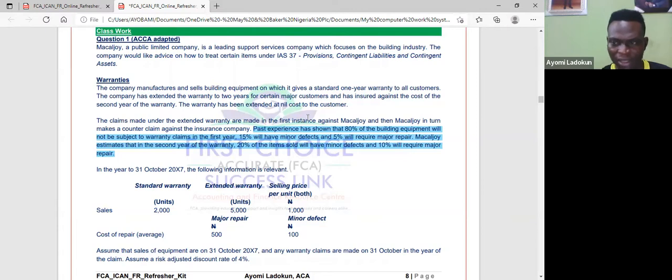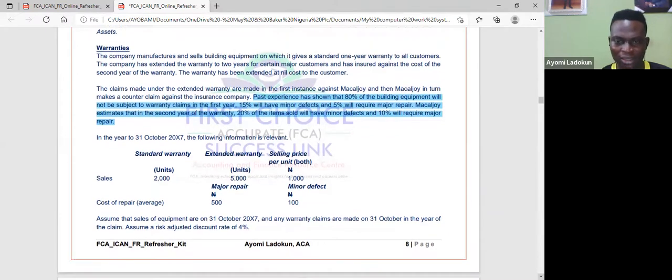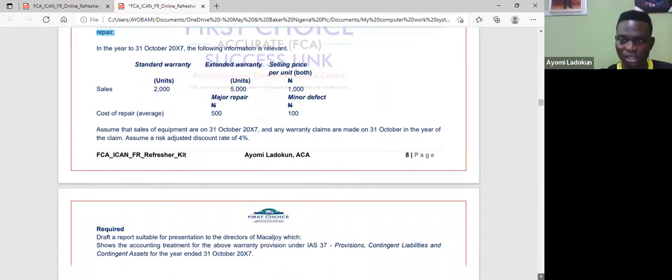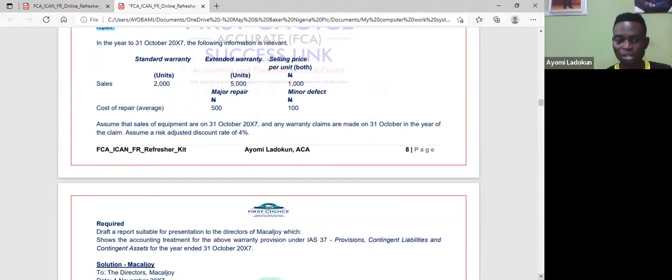Now it said, assume the sale of equipment is on 31st October 20x7 and any warranty claim is made on 31st October in the year of the claim. Assume a risk adjusted discount rate of 4%. Draft a report suitable for presentation to the directors of Makajoy, which shows the accounting treatment of the above warranty provision under IAS37. Okay, so here, what the examiner wants us to do is to calculate the provision that will be required for the warranty, all right? So he's asking us to calculate the provision.